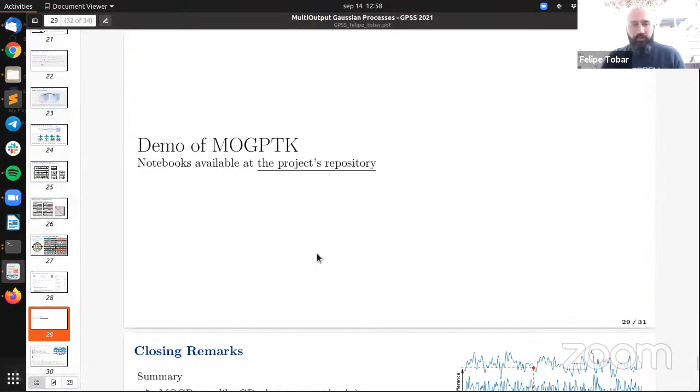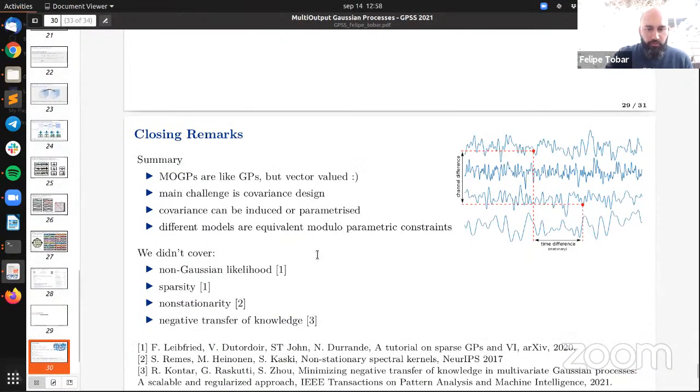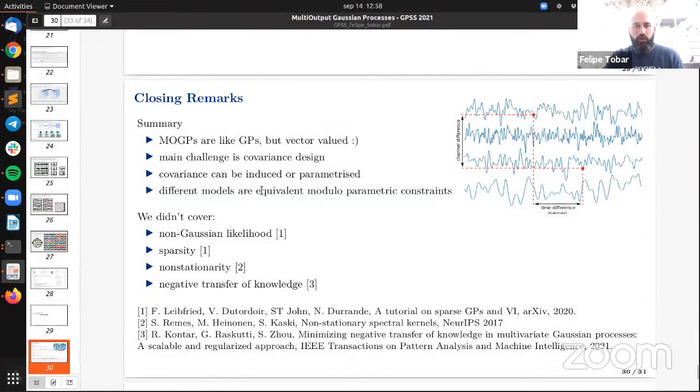So I have 2 minutes, which is fine. My closing remarks. First, a summary, what we saw. MOGPs are just like GPs, of course, but vector valued. Unsurprising conclusion. The main challenge is the covariance design, but there are other challenges. You pointed out very correctly in the questions, which is the complexity, right? The amount of channels you can deal with and the amount of data points you can deal with. In my opinion, to deal with those cases, you need to perform dimensionality reduction, either before using the MOGP techniques or jointly. So you can also train the dimensionality reduction as a part of the training of the GP.